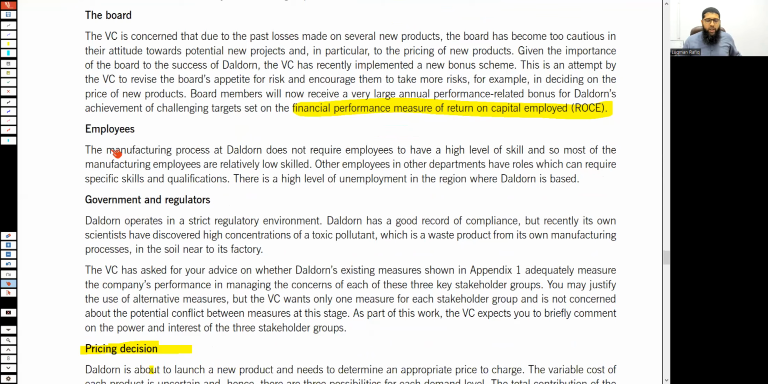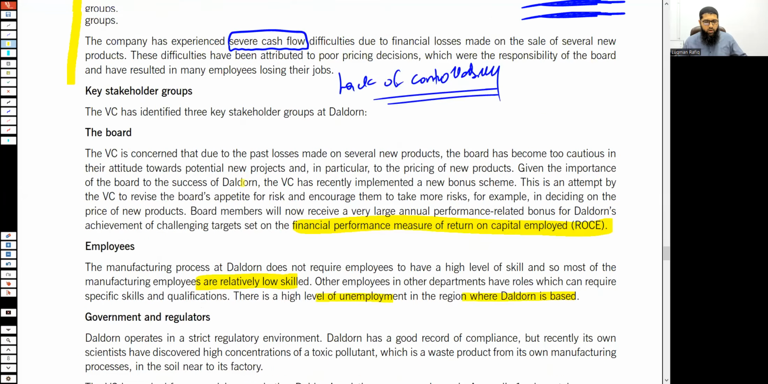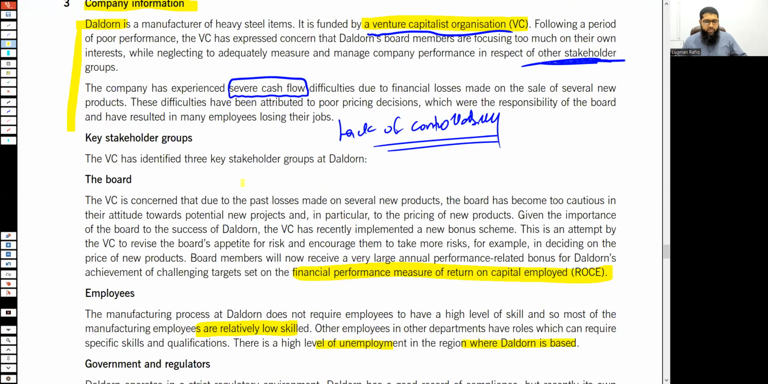Now, what about the employees? The manufacturing process at Deldon does not require employees to have a high level of skill. And so most of the manufacturing employees are low skilled employees, right? Other employees in other departments have roles which can require specific skills and qualifications. There's a high level of unemployment in the region where Deldon is based.